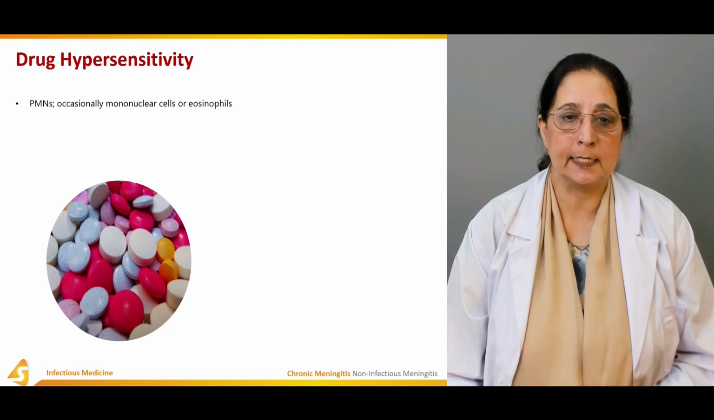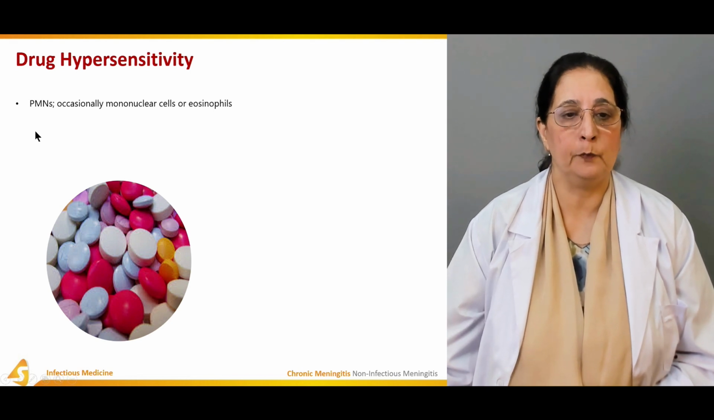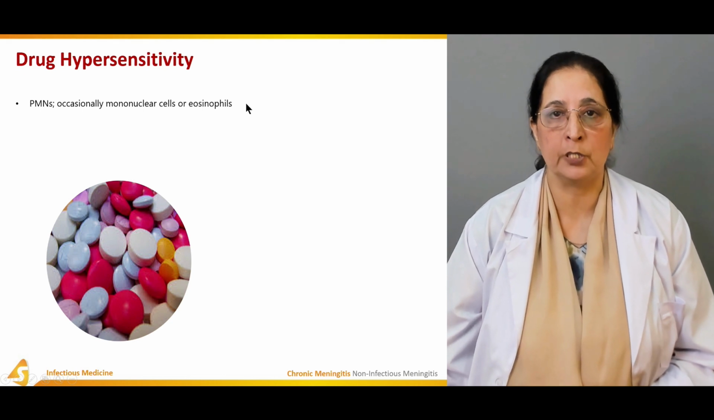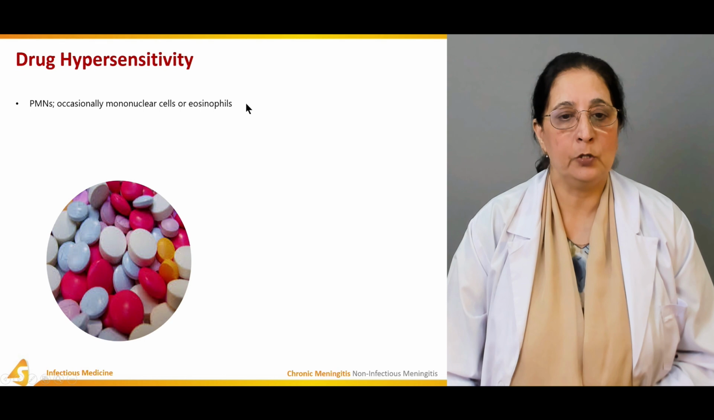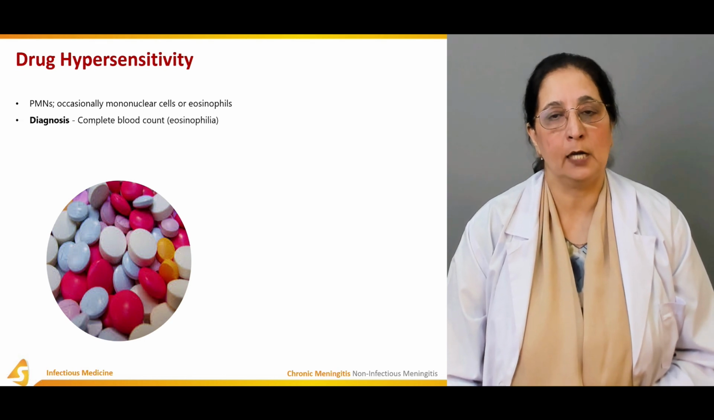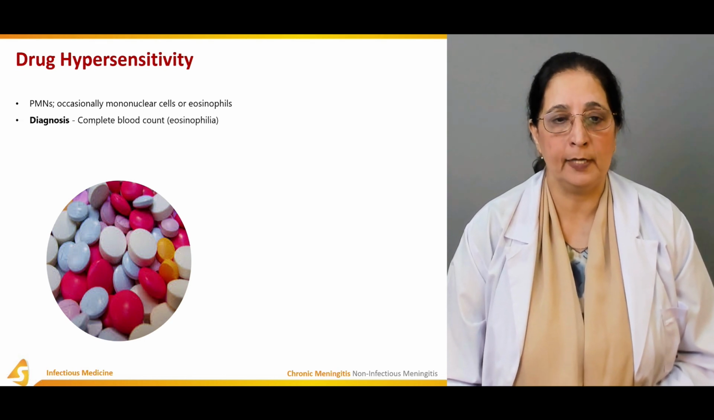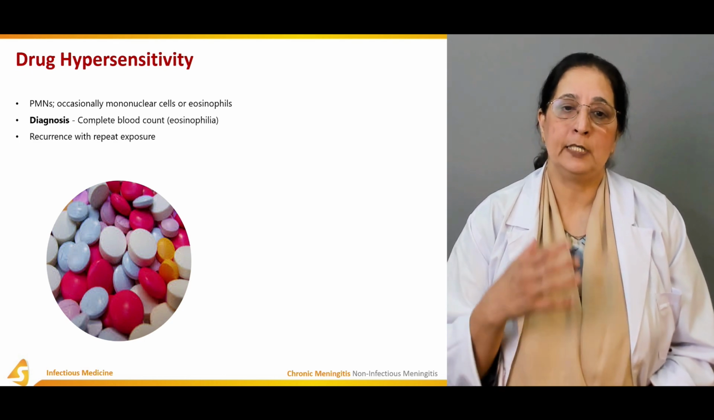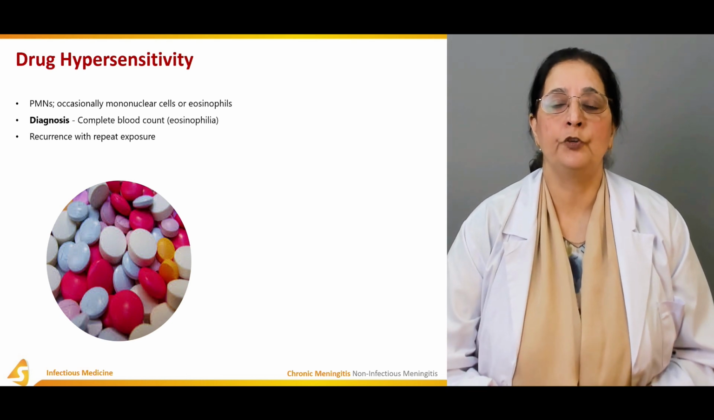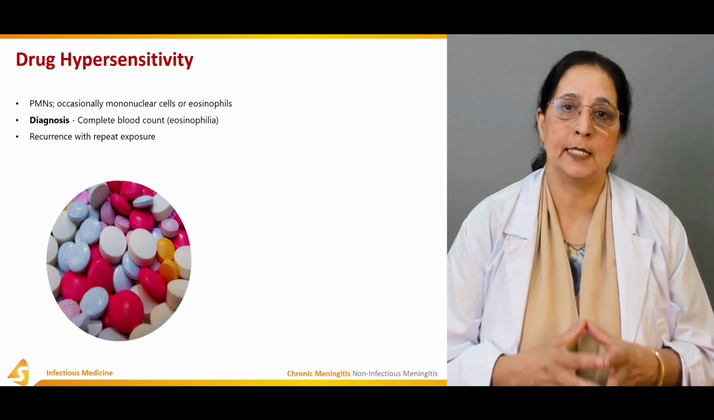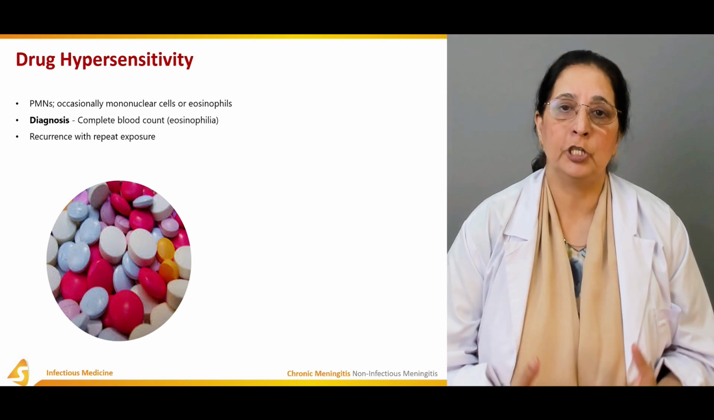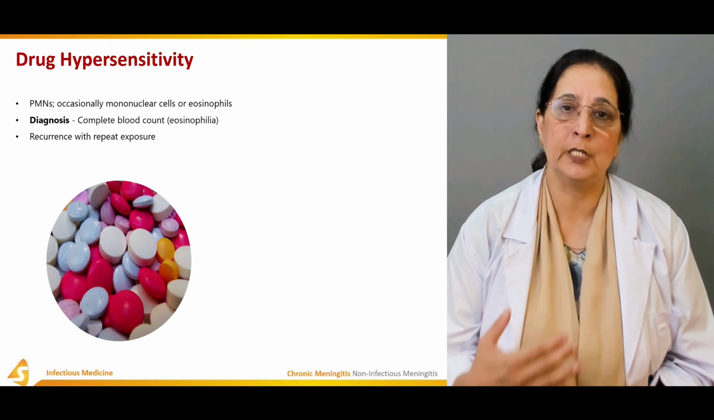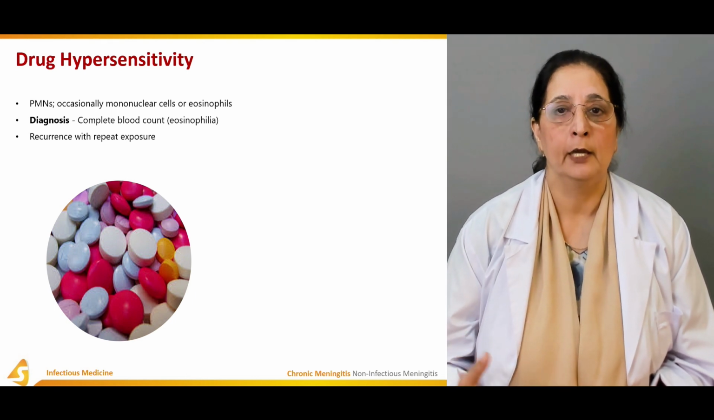Drug hypersensitivity is associated with polymorphonuclear cells, occasionally mononuclear cells or eosinophils. It is diagnosed by complete blood count, in which eosinophilia is present, with recurrence on repeat exposure. So it's important to find out which drug the person is hypersensitive or allergic to, so they should not use that drug, but if they keep on using it, the infections will be recurrent.